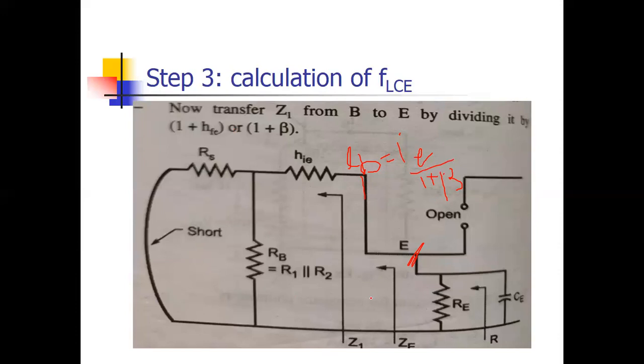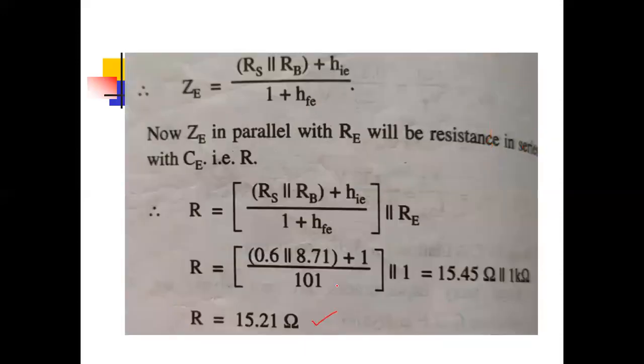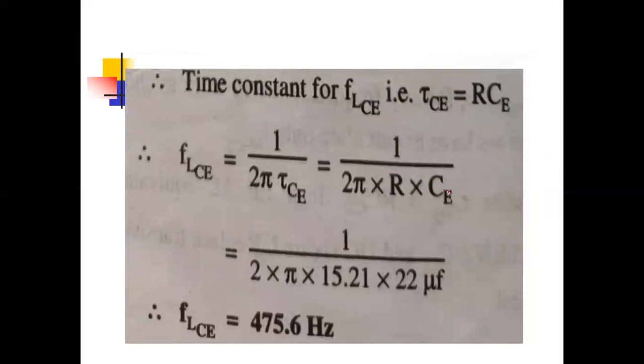If you apply the KVL, the resistance multiplied by IB, that is, whatever resistance here, Z multiplied by IB. Then I multiply by RE. Then you will find V upon IE, that is your output resistance. So I have simply used the short trick: equivalent resistance divided by 1 plus beta, and at this side RE, so both will be in parallel. Now f equals 1 upon 2 pi R into CE. So this is the frequency due to the bypass capacitance.